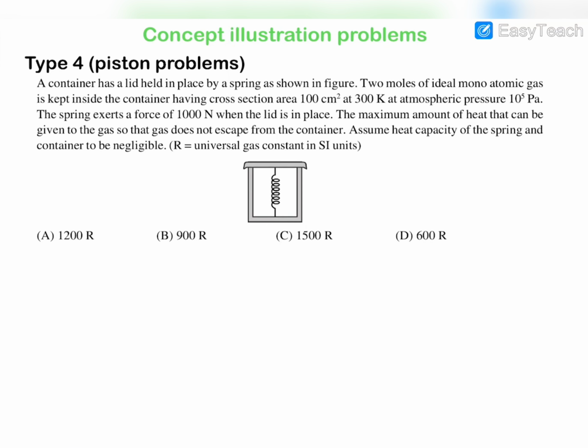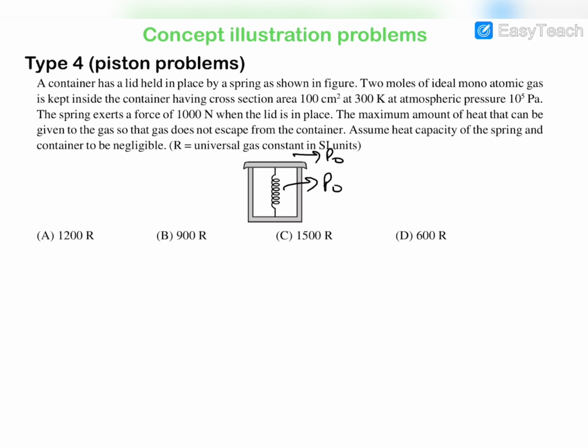In this problem you can see that there is a spring which is connected to a massless lid of a container, and initially this lid is held in this position by this spring. The spring is applying a force of 1000 Newton in the downward direction to keep this lid in this position, because the pressure of the gas inside the vessel is P0 and the pressure of the gas outside the vessel is also P0. Therefore, to keep this lid on the top of the vessel, this spring has to apply a force of 1000 Newton in the downward direction.